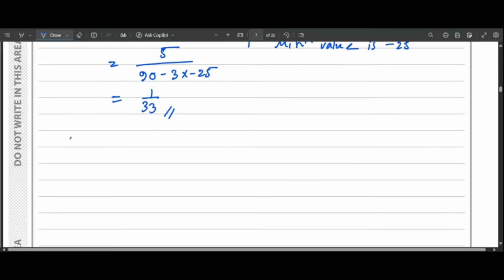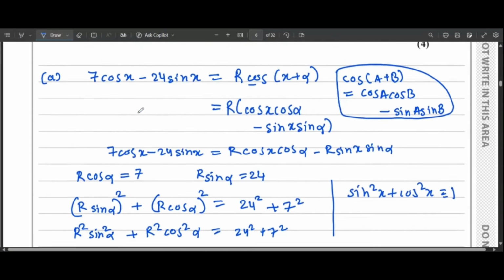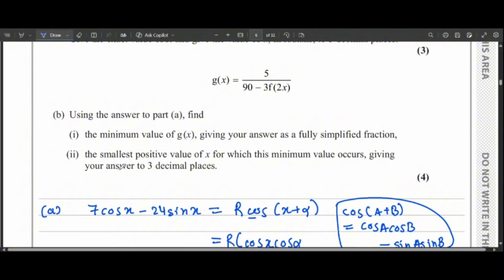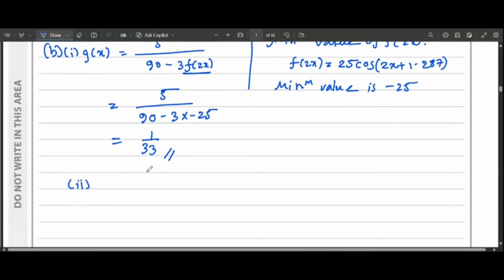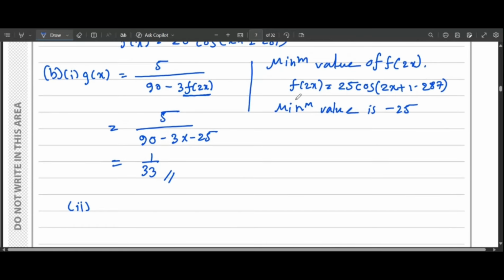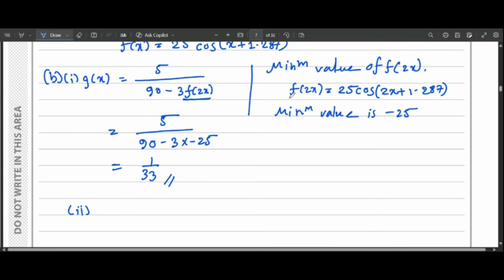Now for part 2, if we read the question, we have to find the smallest positive value of x for which this minimum value occurs, giving the answer to 3 decimal places. So we have to find the value of x for which this minimum value occurs. We know that this minimum value occurs when our function f(2x) is at its minimum value.